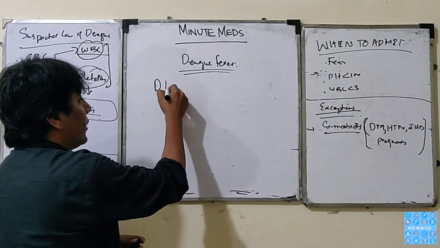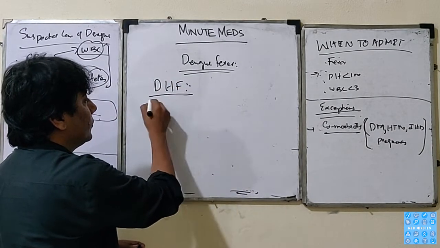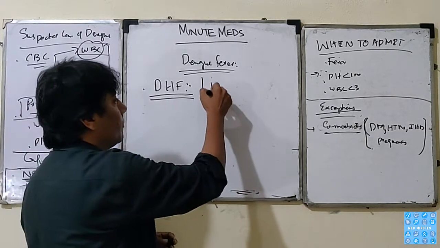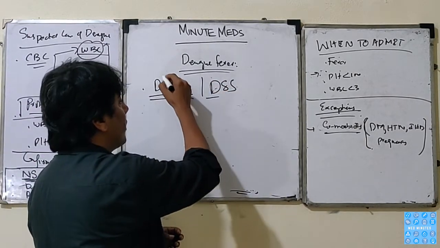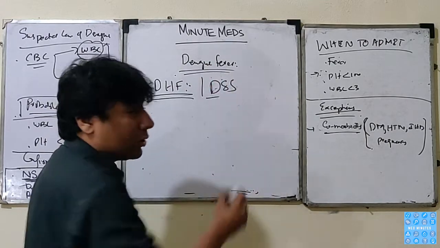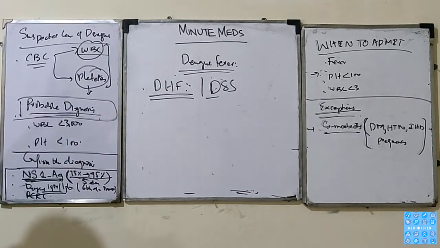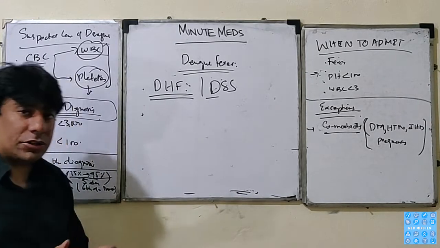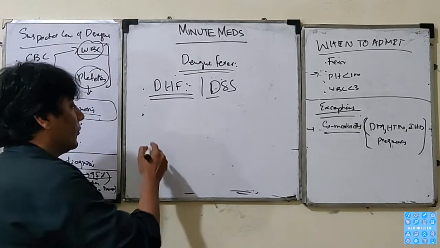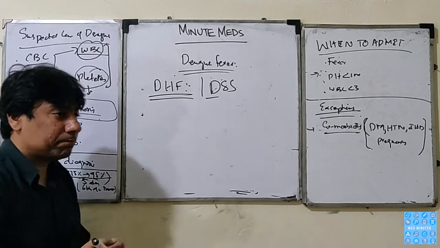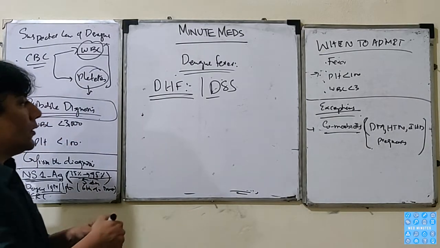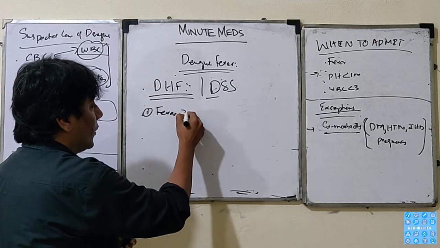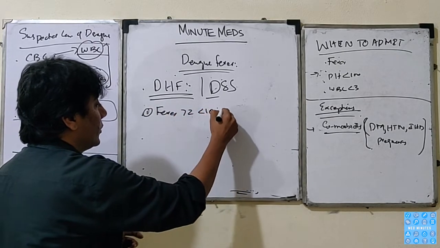Then what is dengue hemorrhagic fever? These two complications we should be knowing. What is dengue hemorrhagic fever and what is dengue shock syndrome? We label a patient with dengue hemorrhagic fever if he or she has the following criteria. Number one, fever of greater than 2 days, less than 10 days.